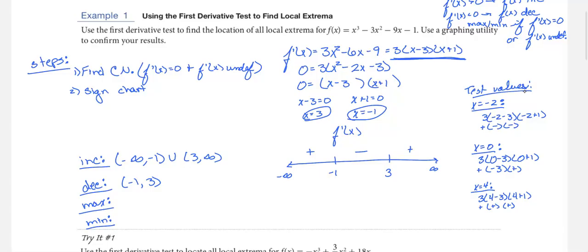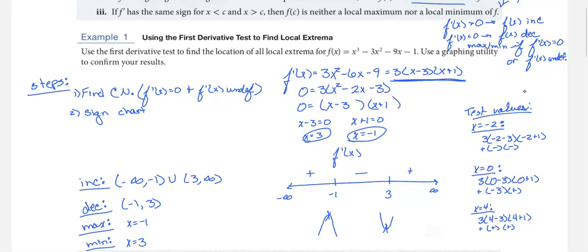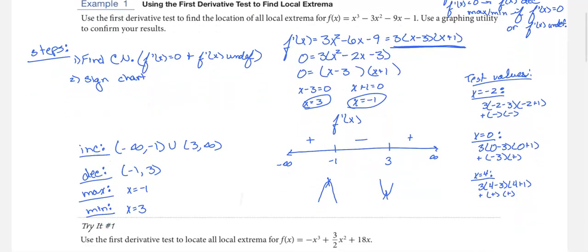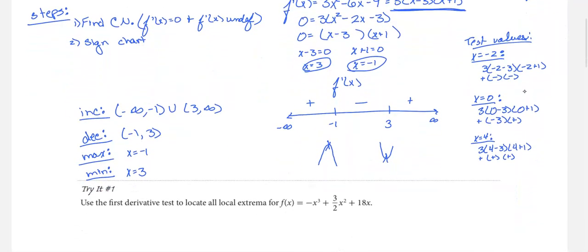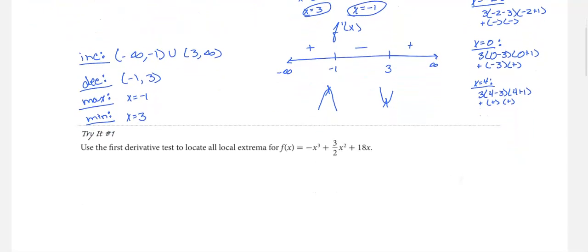So let's talk about maxes and mins. If we're increasing, then decreasing, then what's happening at -1 is that we have to have a maximum. If we're decreasing, then increasing, then at 3, we have to have a minimum. And if we wanted the y value for these, we could plug those x values in here and find the point that's associated with that max and min.